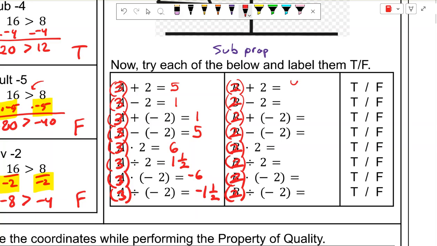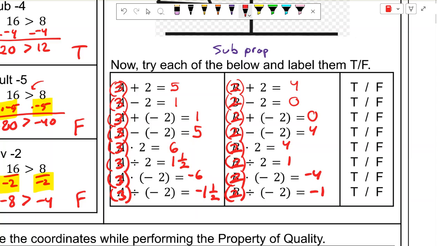2 plus 2 is 4. 2 minus 2 is 0. 2 plus a negative 2 is 0. 2 minus negative 2 is 4. 2 times 2 is 4. 2 divided by 2 is 1. 2 times negative 2 is negative 4. And 2 divided by negative 2 is negative 1.